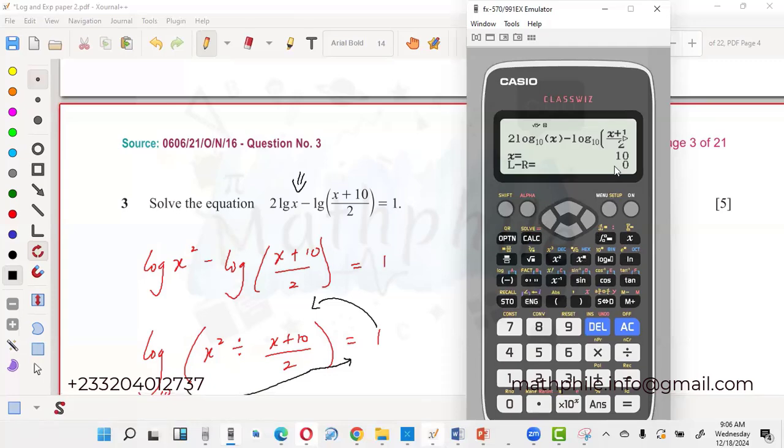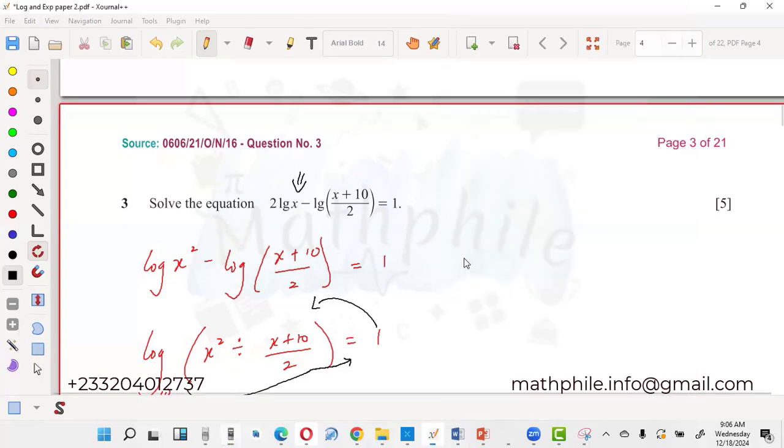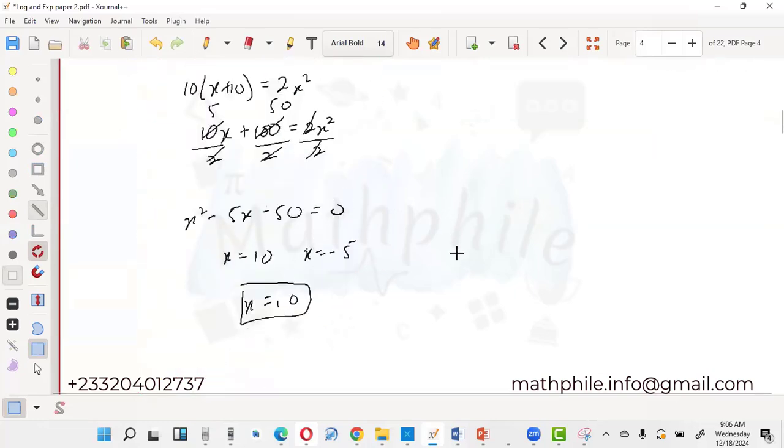So you can quickly use this one to check your answer before you go. Now that we know that the answer is 10, we know that we are getting all the 5 marks over here.